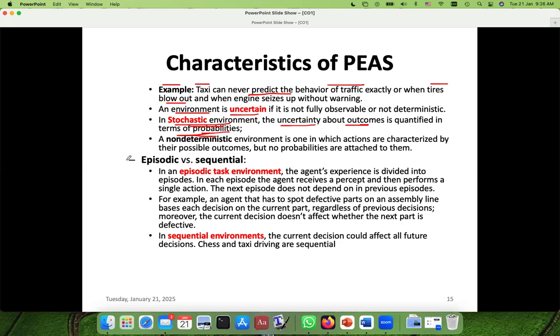Now, the next: episodic versus sequential. Episodic is a word from episodes. Sequential is a word from sequence.